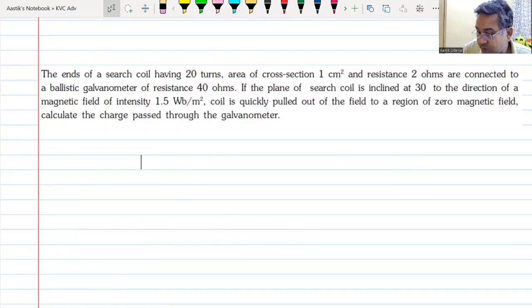The ends of a search coil having 20 turns, area of cross section 1 centimeter square and resistance 2 ohms is connected to a galvanometer of resistance 40 ohms. The plane of the coil is inclined at an angle of 30 degrees to the direction of a magnetic field of given intensity. It is quickly pulled out of the region to a region of zero magnetic field. Find the charge that flows through the galvanometer.